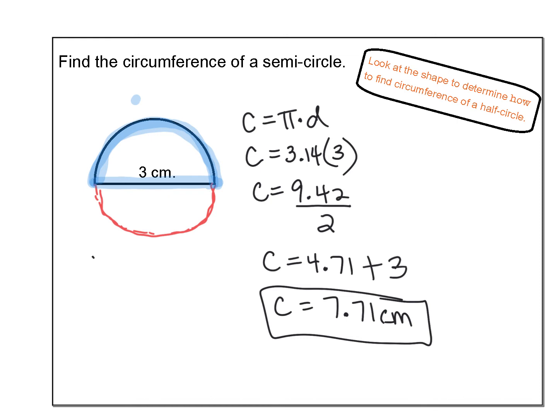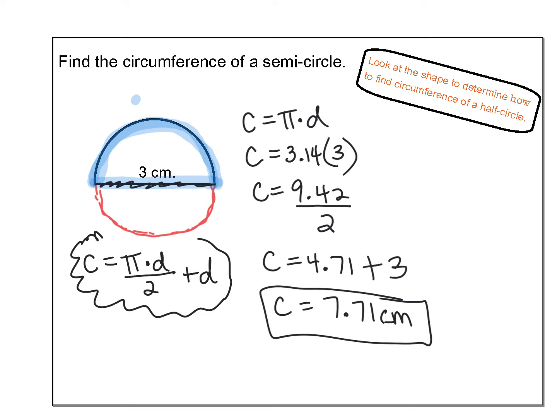So in order to find the circumference of any circle, it's C equals pi times diameter. But we said that this is a half circle, so we divide it by 2. But then we've got to add that diameter back on. So plus diameter.